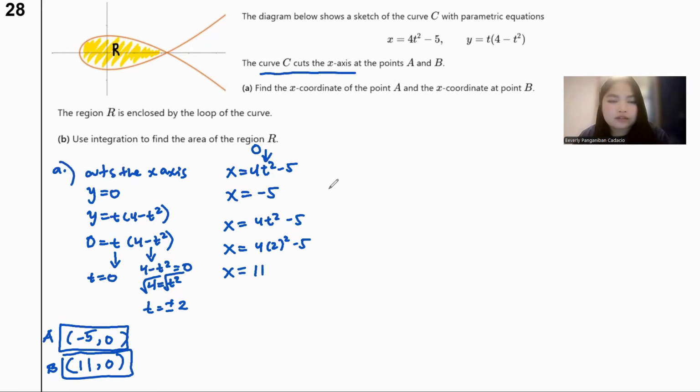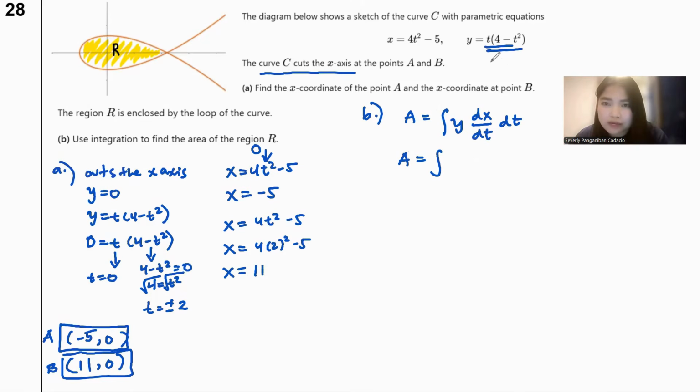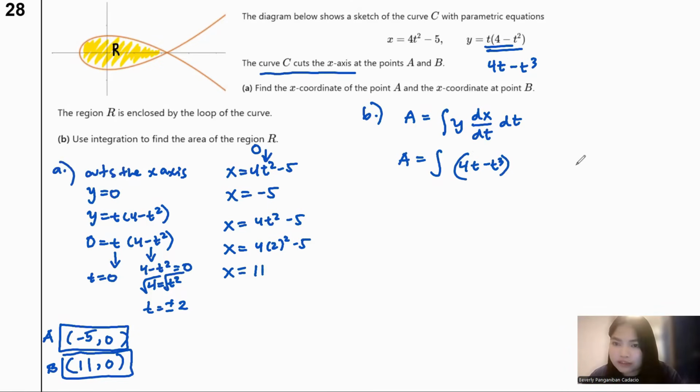And for getting the area using integration, what you're going to do is use the formula. Once again, the formula is there. Area of the region of the parametric equations. You can see that the formula there is stating like this: y dx over dt multiplied by dt. So I can just put my y, which is t, but I'm going to expand it. I'll go with 4t minus t cubed. Okay, I'm putting it there, 4t minus t cubed. Now, how about my dt? You can just copy it there because we are integrating in terms of dt.